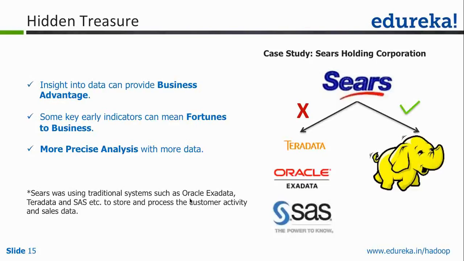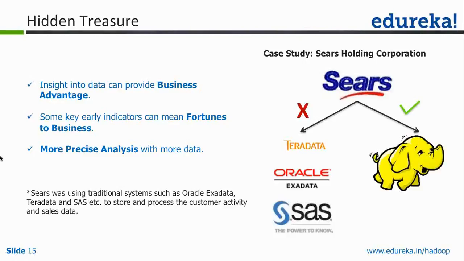Now what they were doing earlier was using a combination of Teradata, Exadata and SAS to do data mining. They were using traditional systems like Exadata and Teradata to store and process customer activity and sales data, and they wanted to understand how their customers behave. They were not using Hadoop earlier.